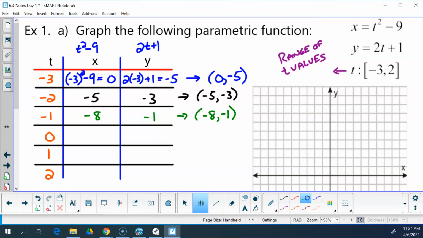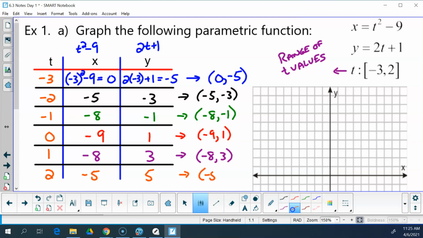0 squared. 0 minus 9 is -9. 0 times 2, plus 1 is 1. So that gives me the point (-9, 1). 1 squared is 1, minus 9 is -8. 1 times 2, plus 1 is 3. So that gives me (-8, 3). 2 squared, minus 9, is -5. 2 times 2, plus 1 is 5. So that gives me the point (-5, 5).